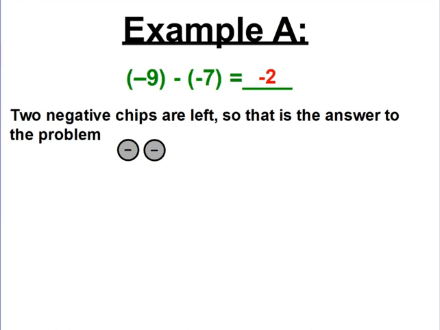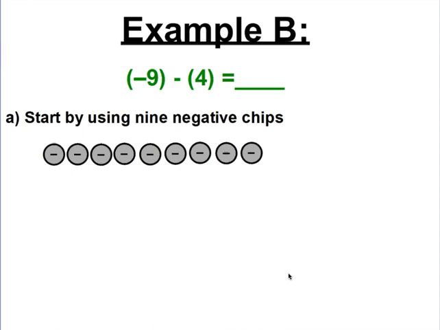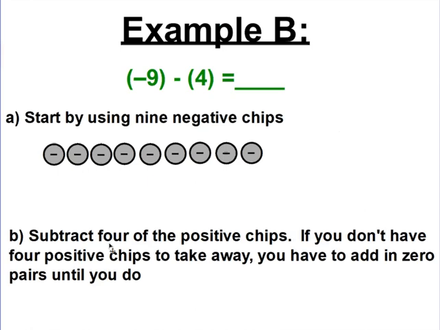Let's do example B. Now it's negative 9 minus 4. So we start by laying down our 9 negative chips. And what we have to do here is take away 4 positive ones. Here's the problem. I don't see 4 positive ones. So what do we have to do? We have to add in 0 pairs until we have 4 positive chips.